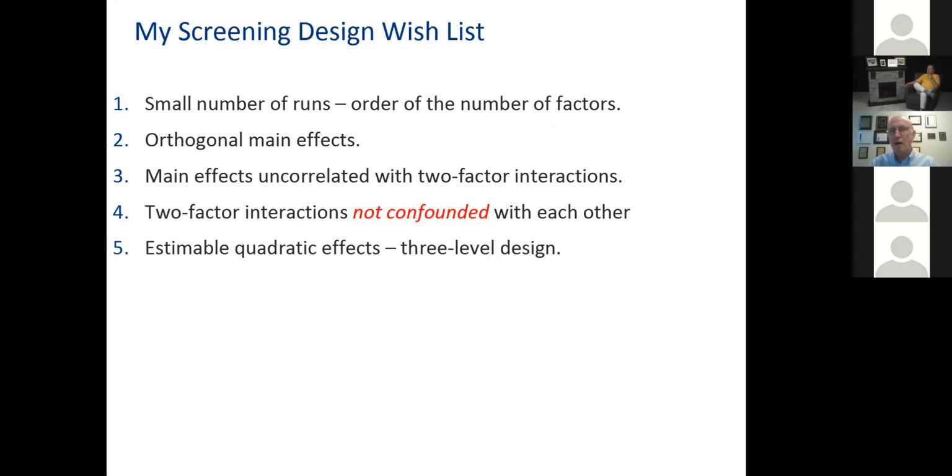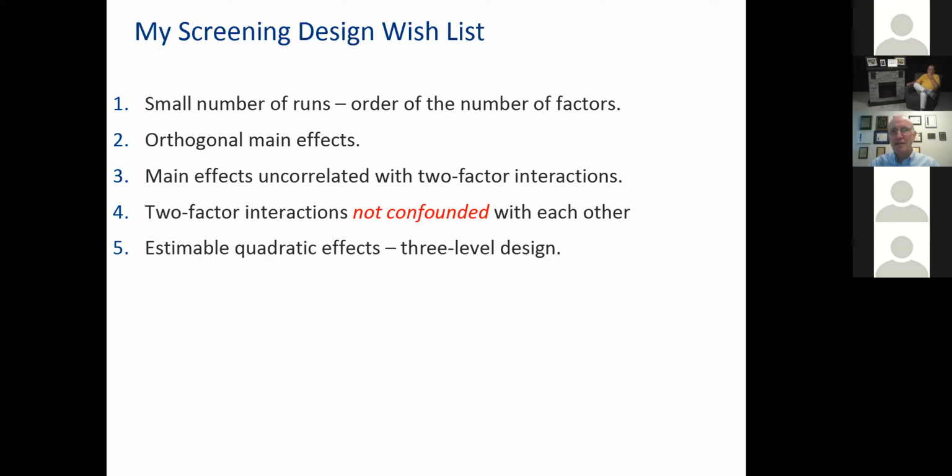So here's my wish list for screening designs. I want a small number of runs, that is to say, order of the number of factors, not order of the number of factors squared. I want main effects to be uncorrelated with each other so that any main effect estimate is not influenced by the estimate of any other main effect.